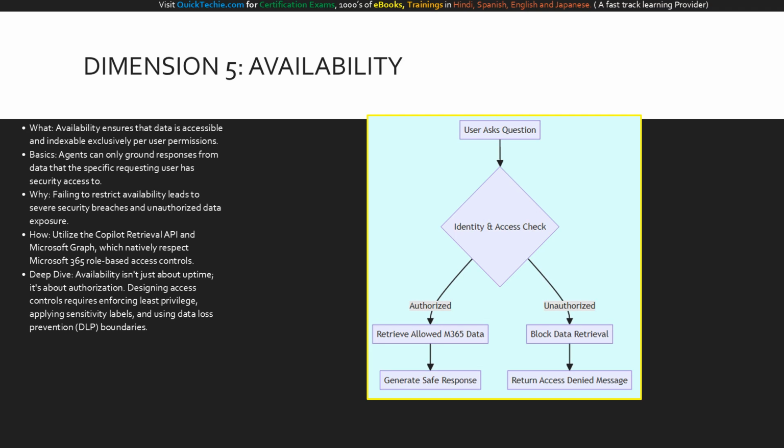Our final grounding dimension is availability. In the AI world, availability doesn't just mean system uptime. It means the data is accessible and indexable strictly according to user permissions.